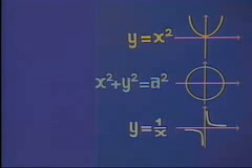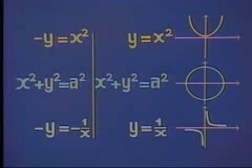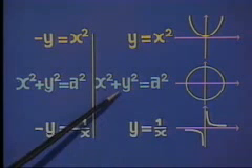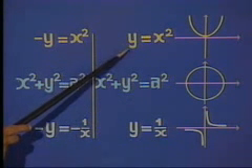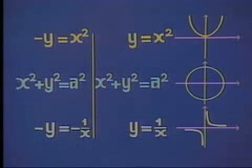Now for the symmetry about the origin. Replace x by minus x and y by minus y. If you get an equivalent equation, then you can be sure that the curve is symmetrical about the origin. Here these two curves are symmetrical about the origin, but this one is not. So we have seen how to check the symmetry from the given equation. Let's move on to the next feature now.